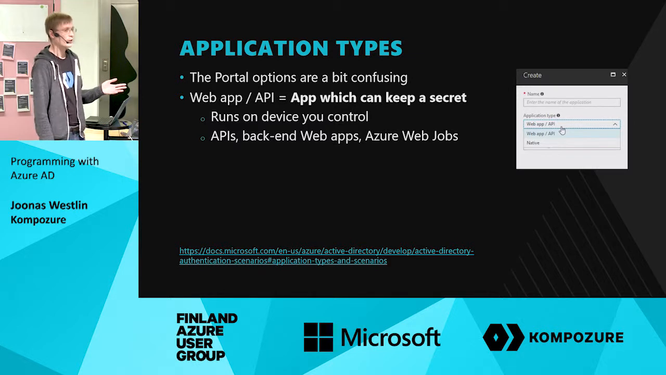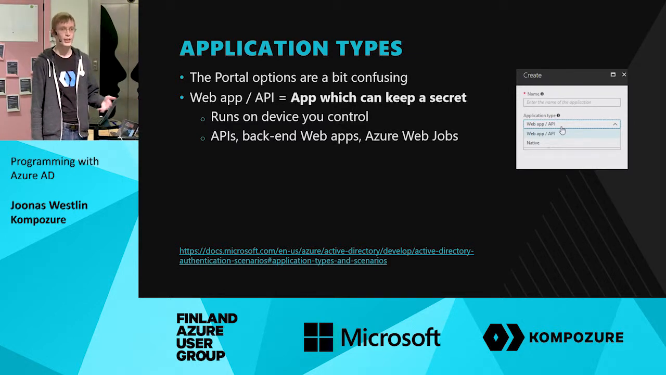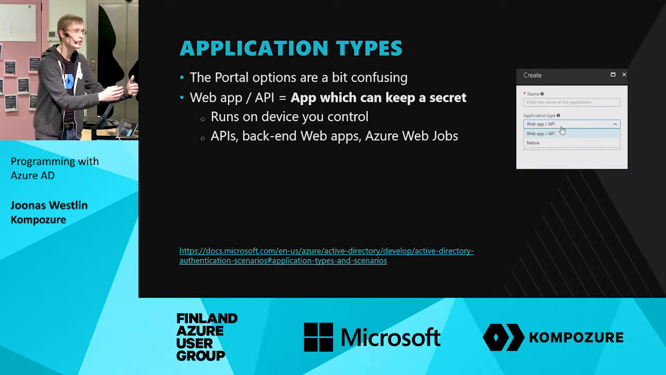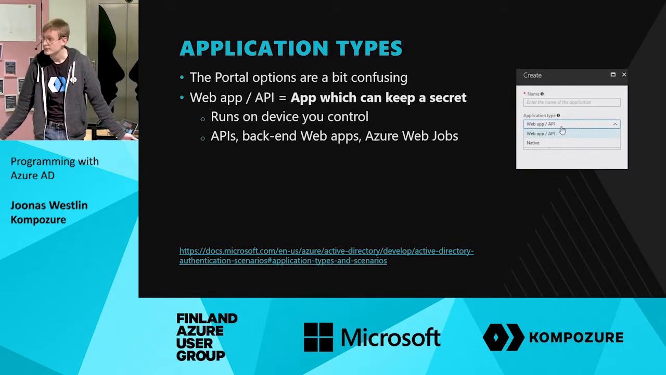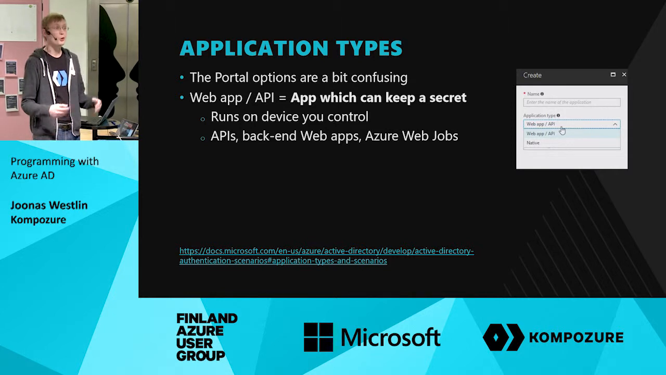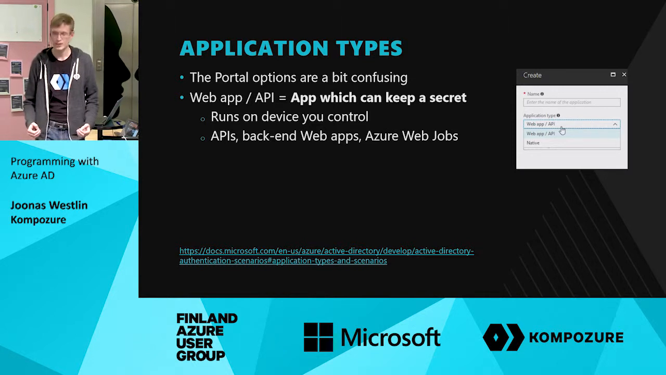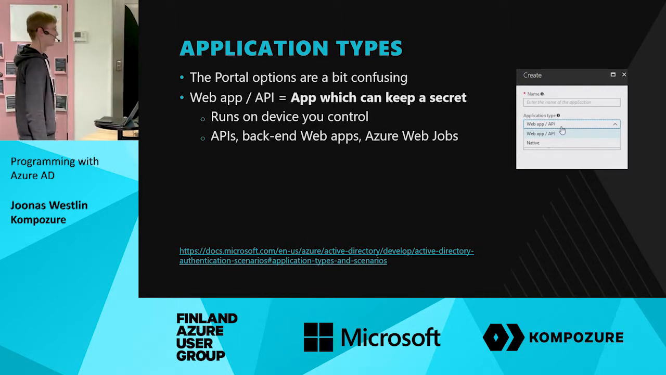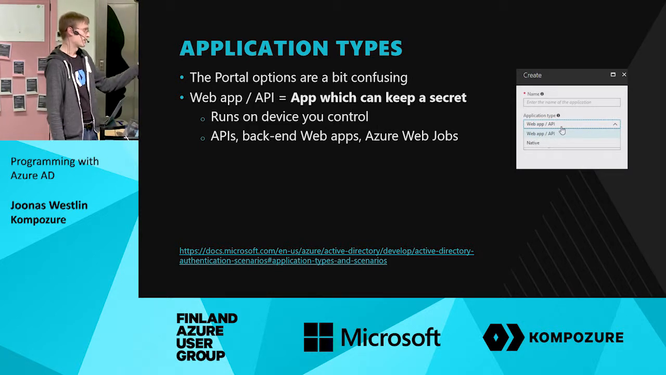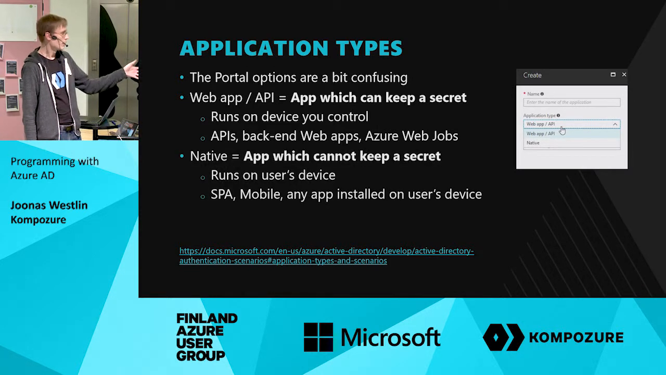Native apps, however, cannot keep secrets because they run on a user's device. So if you put like a secret key there, someone's gonna find it. I've seen people use obfuscation in mobile apps to hide secret keys. It doesn't work. Someone is going to find it. So the point of it is that if you have like a mobile app, anything that runs on a user's device, that should be registered as a native app here.